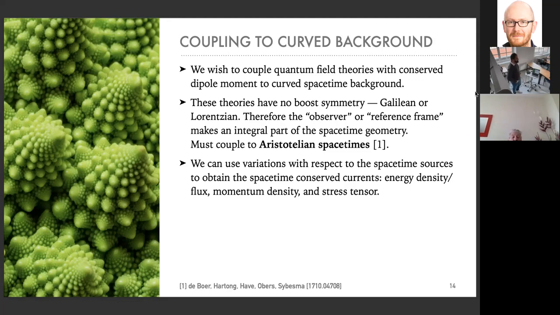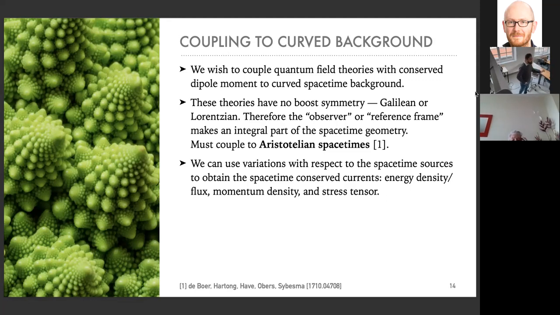Also, having Fracton systems on non-trivial or curved space-time backgrounds has gained a lot of attention recently. But I think the most peculiar feature about these theories is that there is no boost symmetry, neither Galilean nor Lorentzian. So you cannot just couple it to any given space-time. Particularly, the space-time that you couple it to needs to have a preferred sense of observer or reference frame, because there is no boost symmetry. And that's the most technical part of trying to couple these systems to curved space-time. These are the so-called Aristotelian backgrounds that came up a couple of years ago. It's a fancy name for a space-time background that depends on the frame of reference.